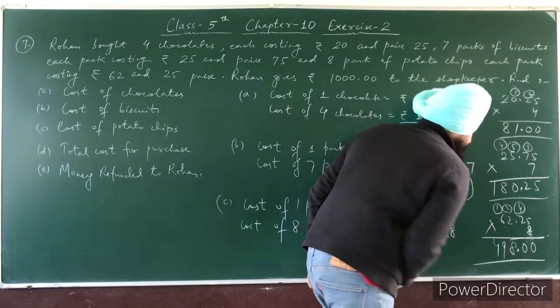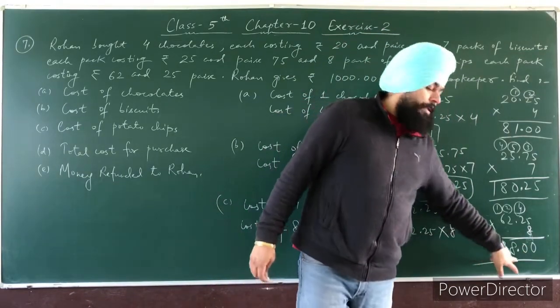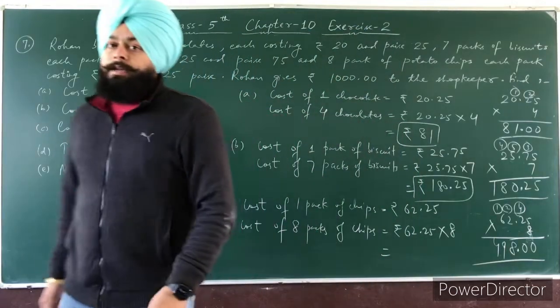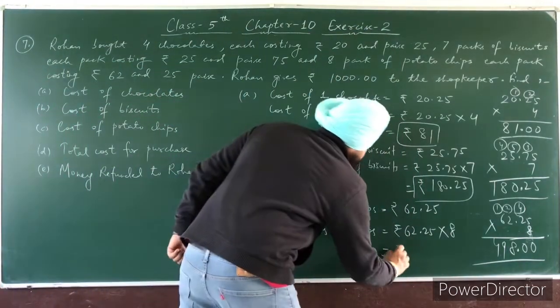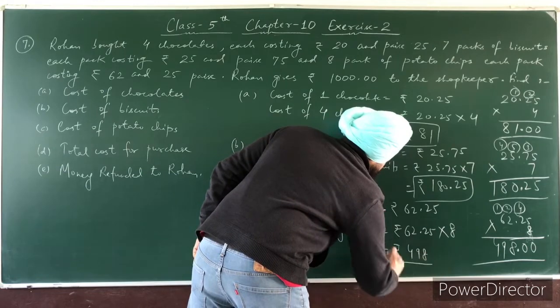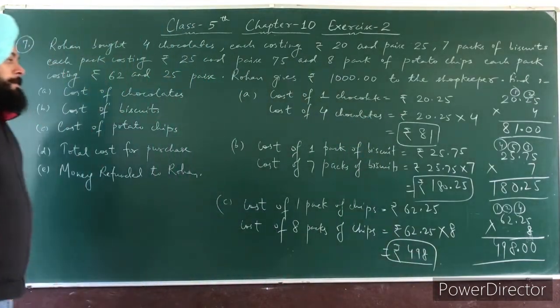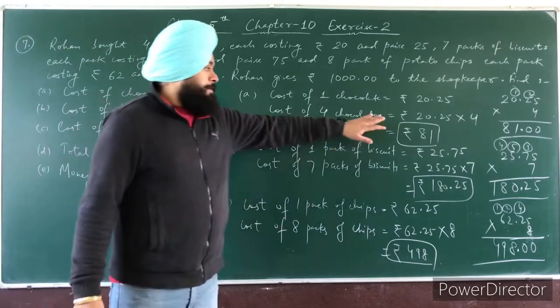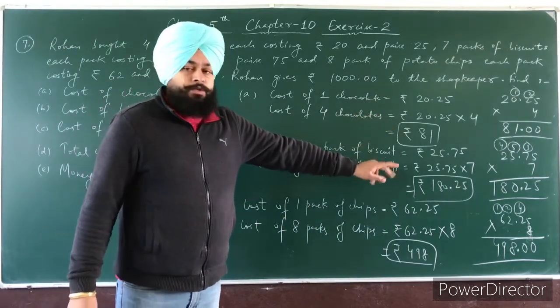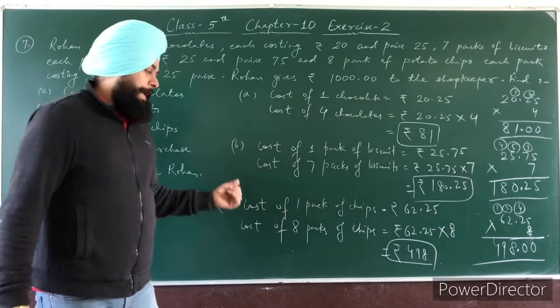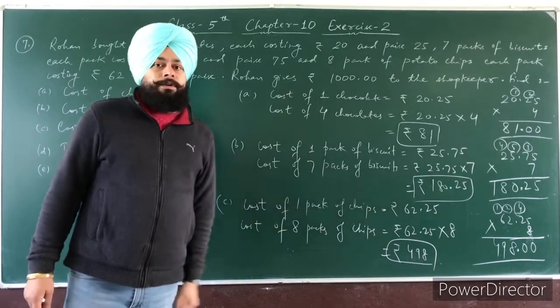We put the decimal point. So what is the answer? 498 rupees. It means 498 rupees is the cost of how many packets of chips? 8 packets of chips. Clear, students? So 81 rupees is the cost of chocolates, 180 rupees 25 paise is the cost of biscuits, and rupees 498 is the cost of chips.